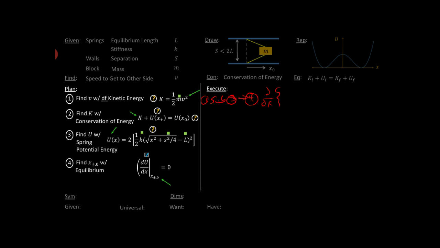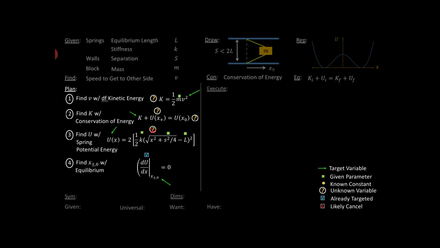All right, so that means I'm taking the derivative du dx of 2 times 1/2 is 1, so it's just k times the square root of x squared plus s squared over 4 minus L, the whole thing squared. Okay, that's not really that hard, but you might not be used to it. It requires chain rules and things. Let me see, I can go back and write it again.